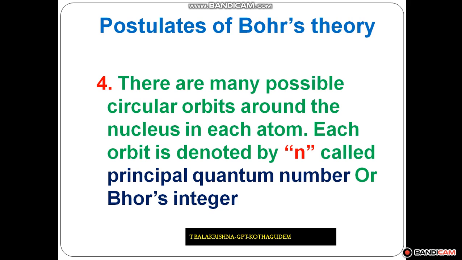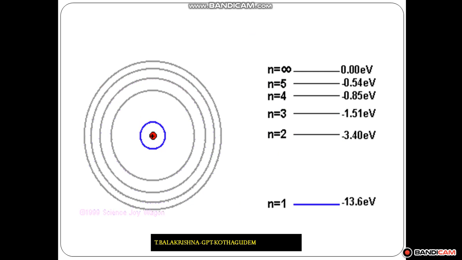There are many possible circular orbits around the nucleus in each atom. Each orbit is denoted by n. n is called the principal quantum number or Bohr's integer. If there are many circular orbits around the nucleus, how do we identify them? By using this number, the principal quantum number, denoted by the letter n.